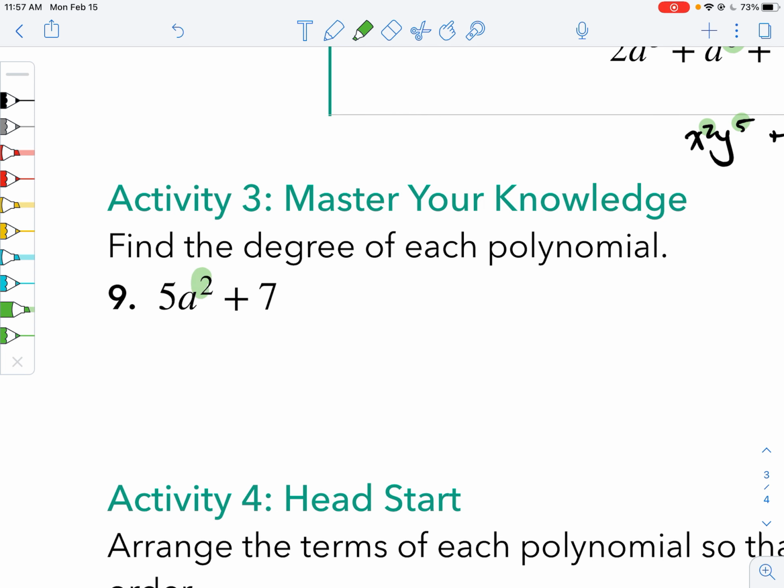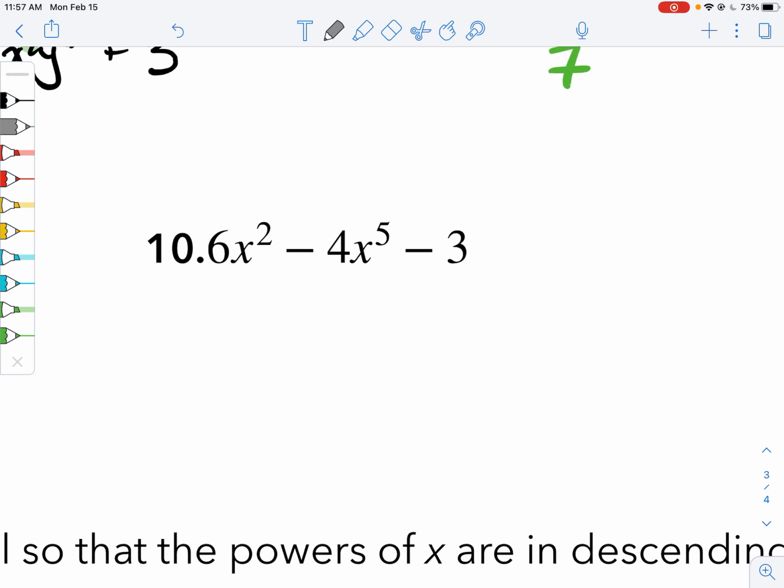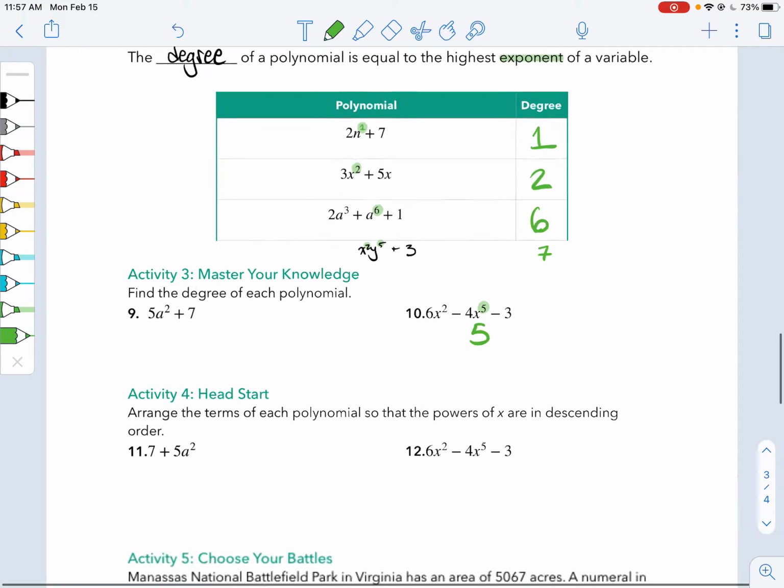Okay, so what is the degree of this polynomial? Well, look for the highest exponent. The highest exponent is 2, so this is a polynomial of degree 2. What about this guy? Well, to find the degree of a polynomial, look for the highest exponent. The highest exponent is 5, so this is a polynomial of degree 5.